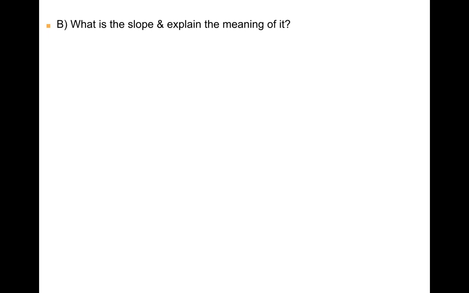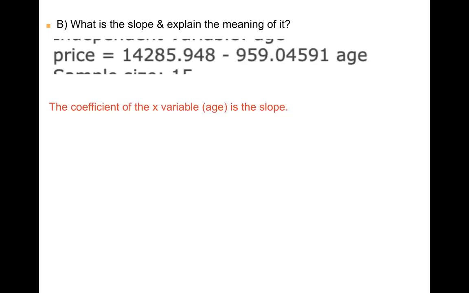Okay. What is the slope? And explain the meaning of it. Okay? As I explained earlier, when you have your regression equation, the coefficient of the x variable is the slope. So in this case, the coefficient of the x variable is this one right here, negative 959. Okay. Notice it's a negative slope.